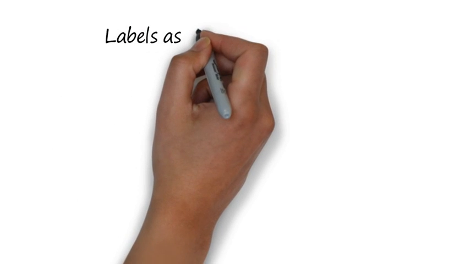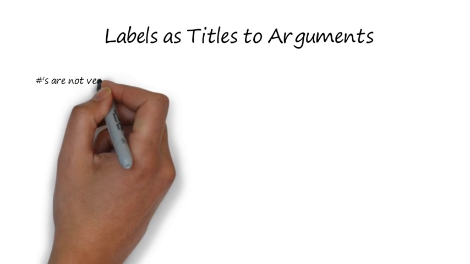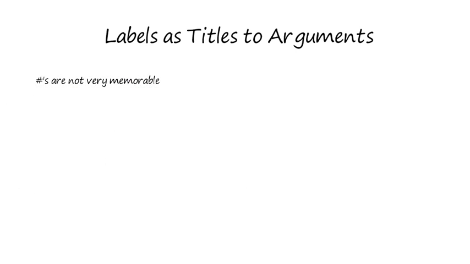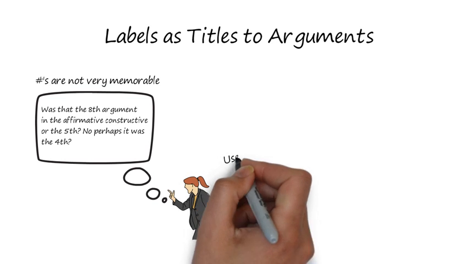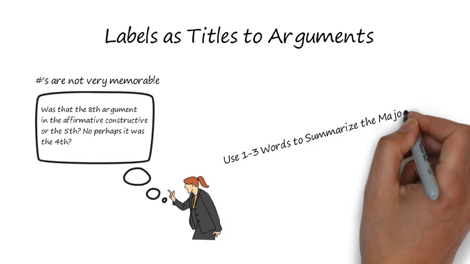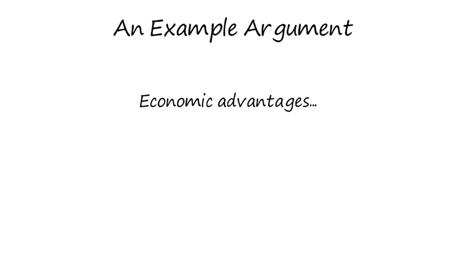Every major argument should have its own label. Think of these labels as the titles you give your arguments. If you simply use numbers as the titles to your arguments, then they aren't likely to be very memorable. The titles you choose should contain 1 to 3 words which generally explain or summarize the most important part of that argument. If the argument seeks to show economic benefits of a plan, the advantage tagline should simply be economics.